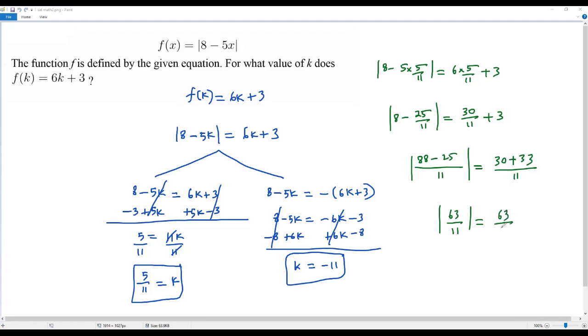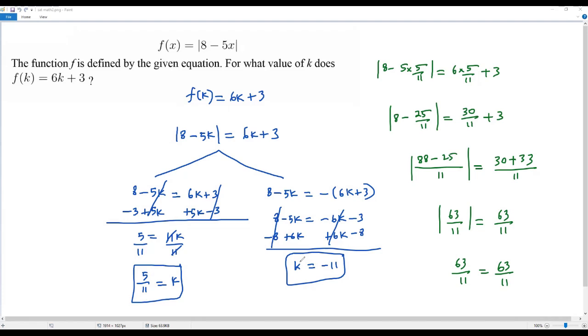We know that the absolute value always results in a positive value. So the absolute value of 63/11 is a positive 63/11. On the right side, we can take it as it is. When I plug in 5/11 for k into this equation, we get a true statement. So we can accept this solution, that is k = 5/11.